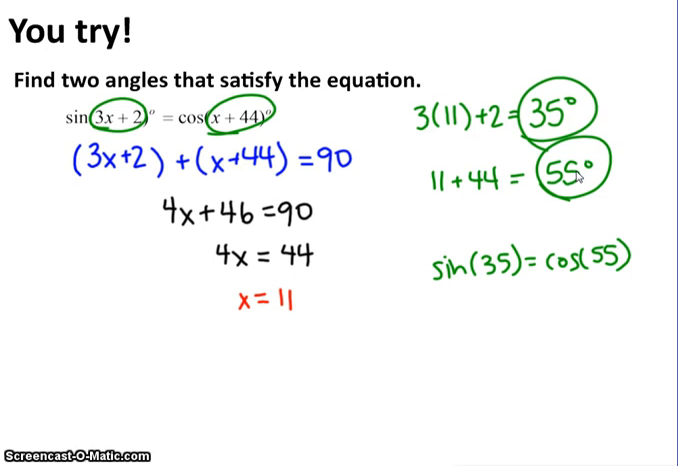Alright, that's it for complementary angles. Tomorrow we will begin solving right triangles using trig. See you later.